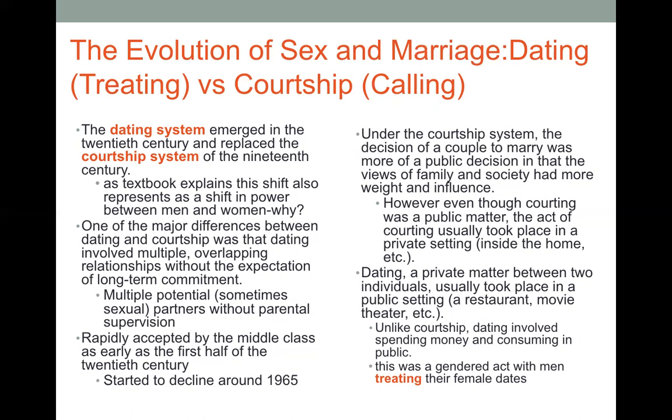Another significant difference is that the courtship system, like I said, was more of a public decision, because it usually involved her parents, his parents, all the churchgoers and townsfolk weighing in. It was less private, even though it took place in a private setting, a home. Dating was a more private matter between two individuals. Usually it just involved you deciding to ask someone to go out. And this private interaction took place in a public setting, a restaurant, a movie, or a theater. And unlike courtship, dating involves spending money and participating in that consumer, commodified society and culture.